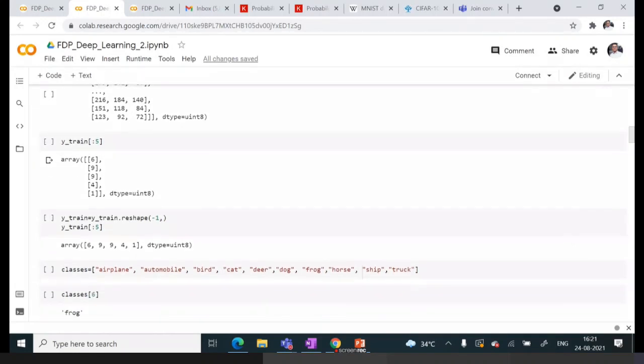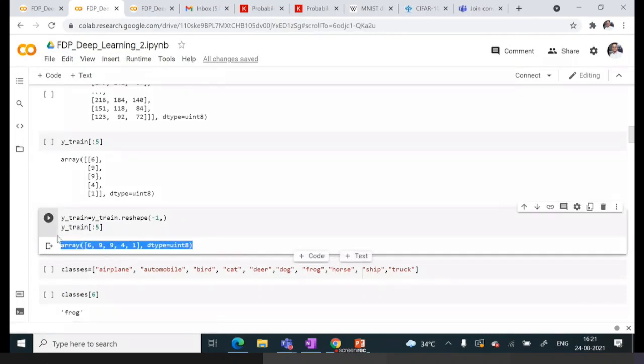So we want to reshape, because this is not the correct template for knowing the answers. We want this kind of answer: 6, 9, 9, 4, 1, not in nested arrays. Therefore we are going to call this reshape function, so that we can get this kind of output and compare our output properly. Right? So this is a small change done with respect to Y-train.